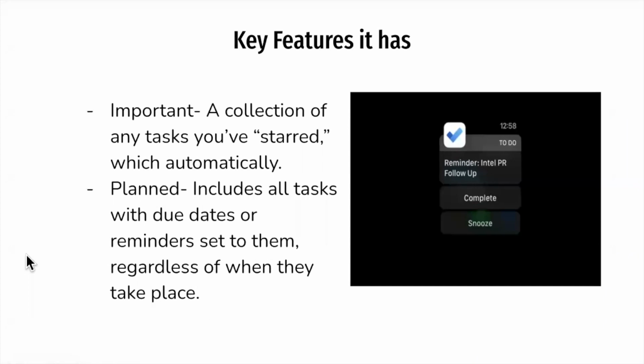Another default list that they have is called Important, which is a collection of any tasks that you've starred, which will then automatically appear in that list. Then there's also the planned list, which includes all tasks with due dates or reminders that are set to them, regardless of when they will take place. So this will include all of the things that you need to be responsible for just because there's a due date on them. So if anything is upcoming, it will be located in the planned list.